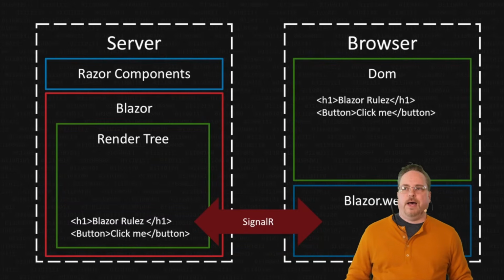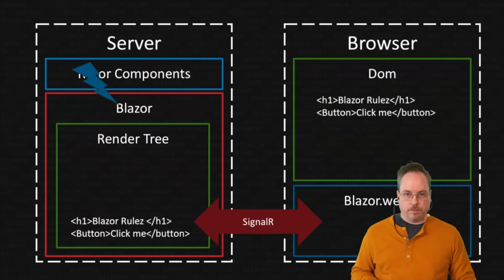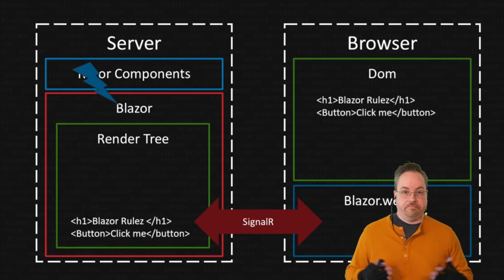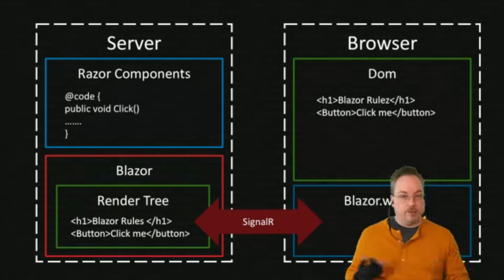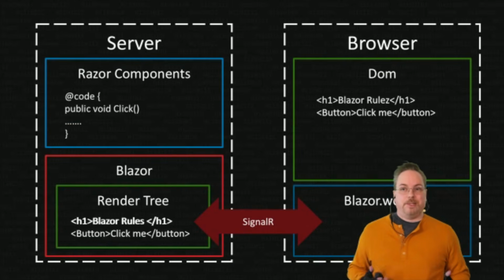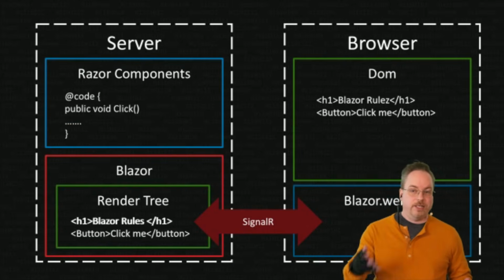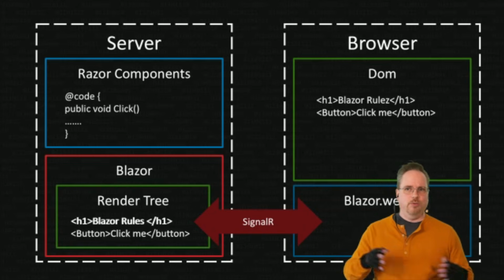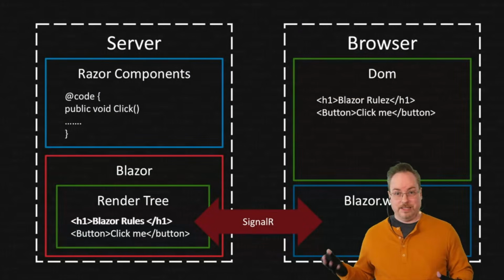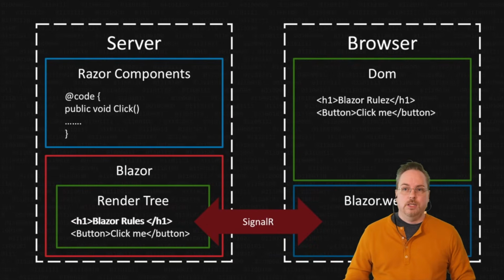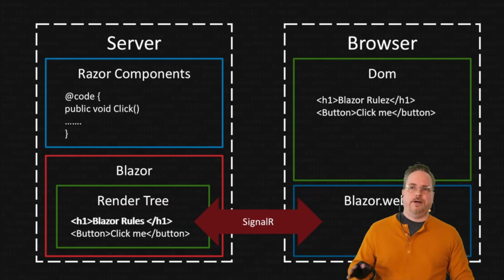So let's say now that I click the button. The event is going to go to the JavaScript, over SignalR, and then over to our Razor components. Our Razor components are going to run some code, whatever that may be, and update the DOM, or the render tree, I should say. And this is a very subtle change: it's Blazor rules with an S instead of a Z. So, okay, we got that heading updated.